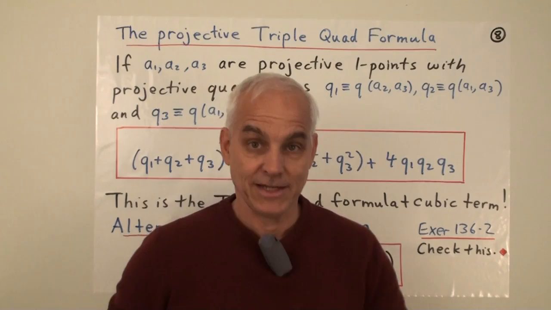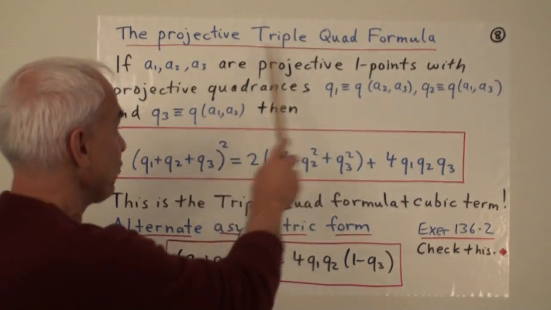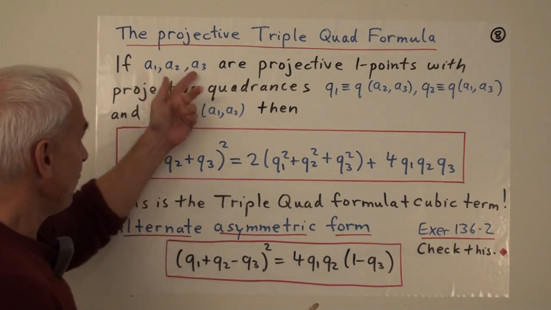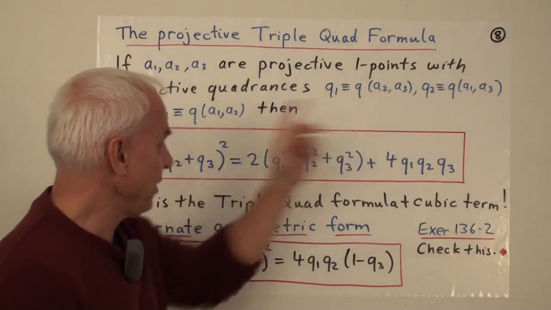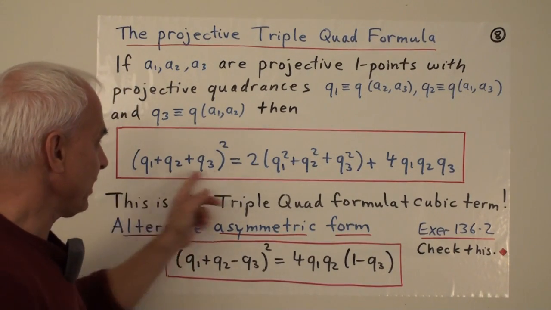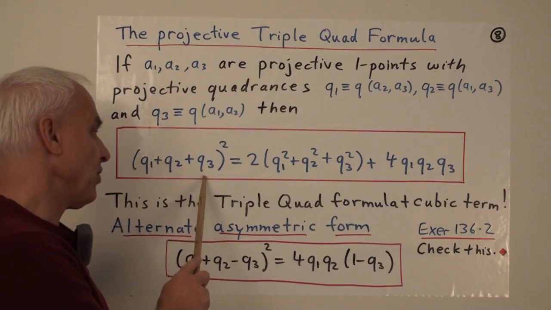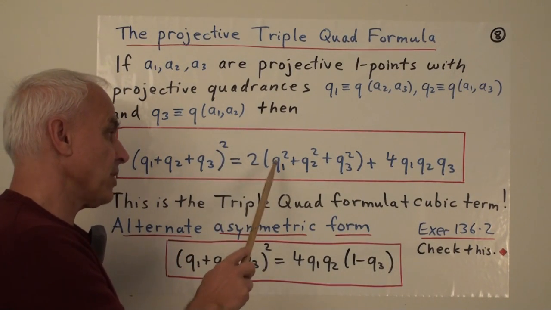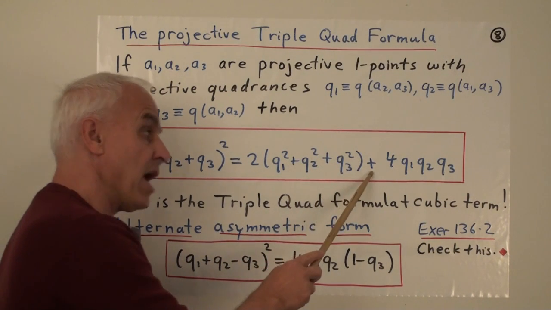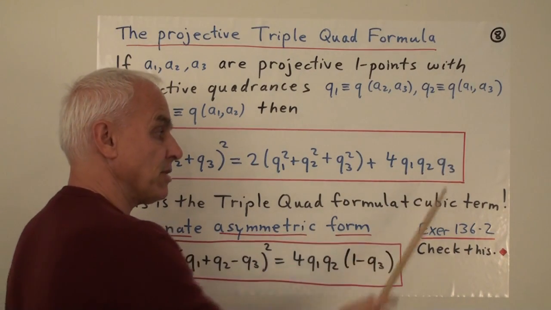Okay, if you have done the exercise, let's see if your answer is the same as this one. Here it is, the projective triple quad formula. Three projective points, the three projective quadrances, and here is the relationship between them. (Q1 + Q2 + Q3)² = 2(Q1² + Q2² + Q3²) + 4 times the product Q1 Q2 Q3.